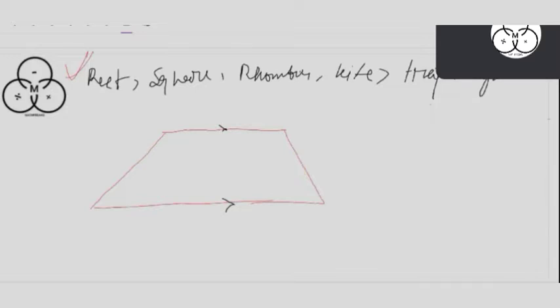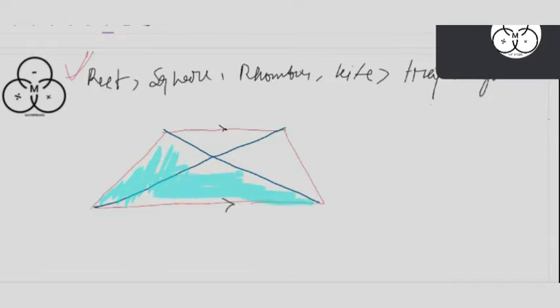Now there is a very interesting topic in trapezium, not only for trapezium, but for anything. If we join the diagonals, what will we get? We will get two triangles of equal areas. That is, the area of this triangle and the area of this triangle are equal. What is the reason that they are equal?